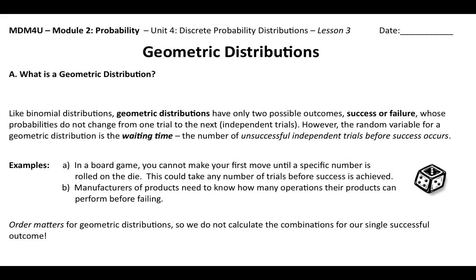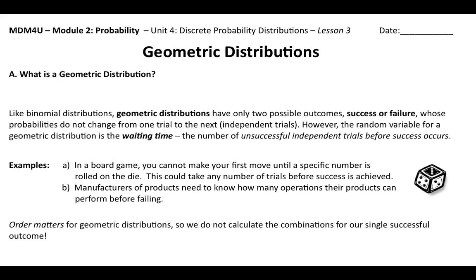Also in Monopoly, if you go to jail, you're given the option: you can pay a certain amount of money to get out of jail, or you can try to roll doubles and get out of jail for free. So basically in the board game, you can't get out of jail until you roll doubles. What's the probability of the wait time, or what's the expected waiting time before you'll roll doubles on a dice? These are the types of things we can model with a geometric distribution. It has the same properties as a binomial distribution, everything we've talked about before. We're just asking a slightly different question.